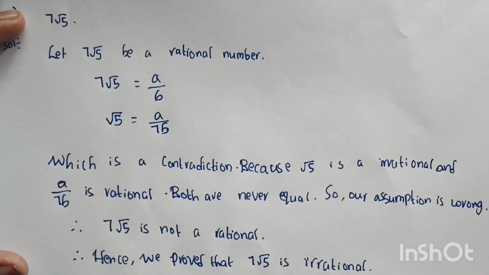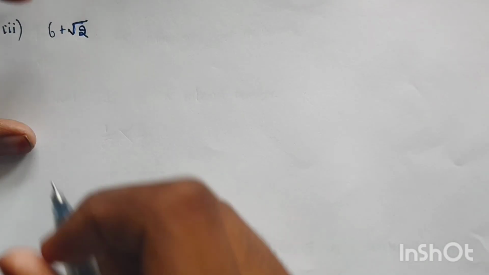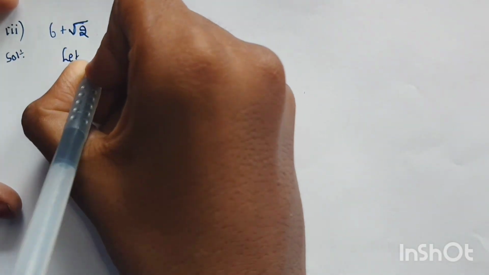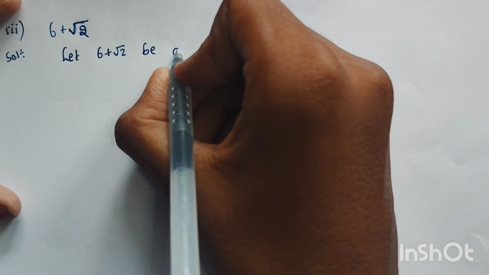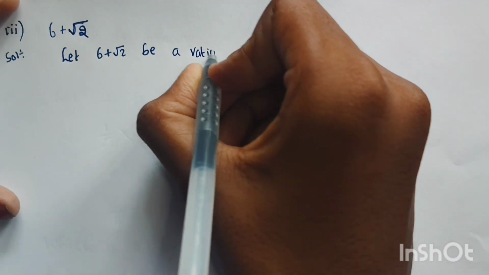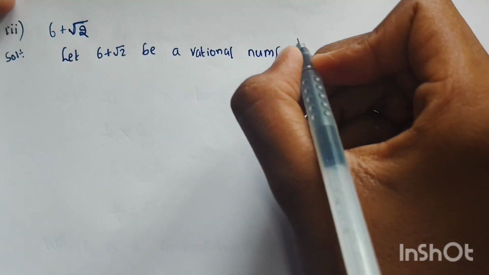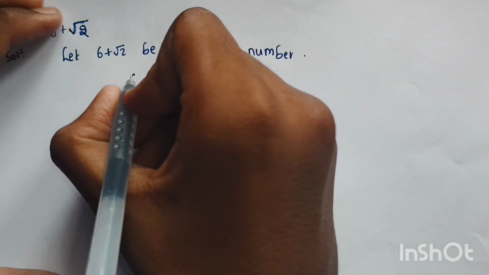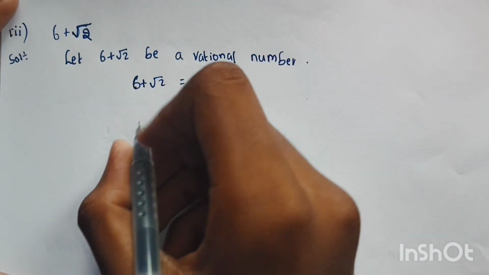So let us go to the third question. Here the third question is 6 plus root 2. So let us solve it. Let 6 plus root 2 be a rational number. So here what is the form of rational number? a by b. So 6 plus root 2 equals a by b.